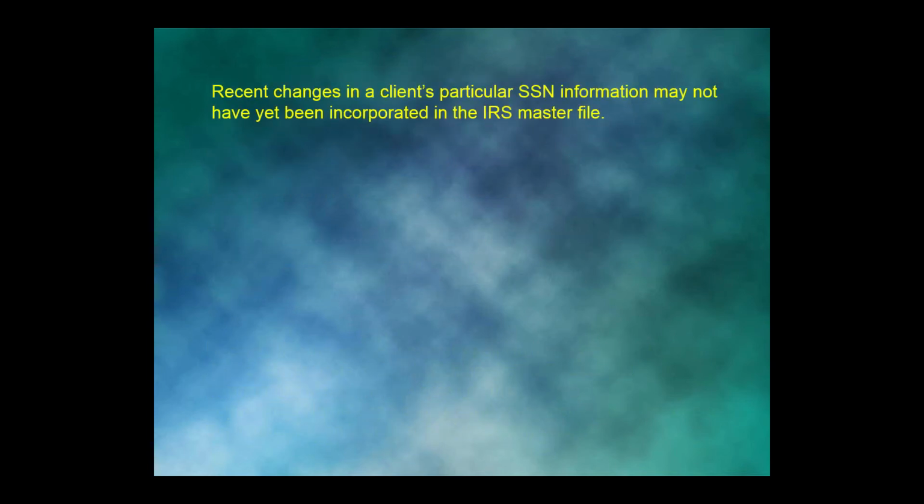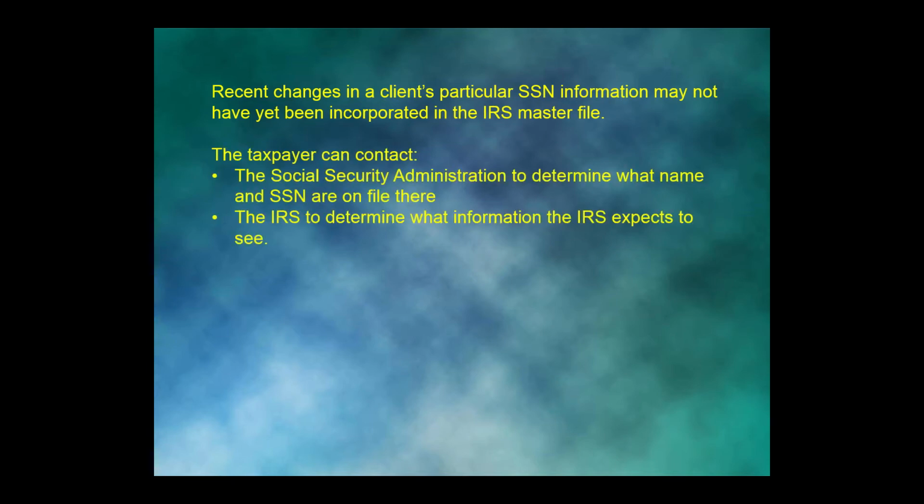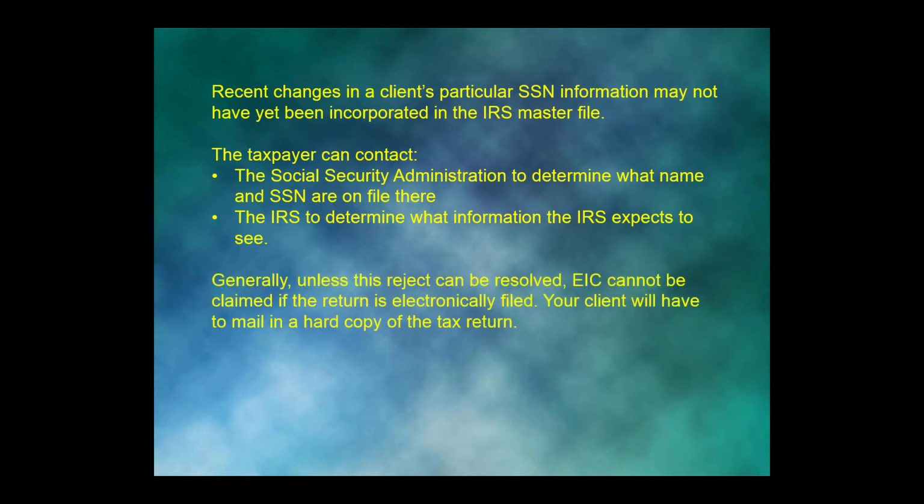Recent changes in a client's particular Social Security information may not have yet been incorporated into the IRS Master File. The taxpayer can contact the SSA to determine what name and Social Security number are on file there, or the taxpayer can contact the IRS to determine what information the IRS expects to see. Generally, unless this reject can be resolved, EIC can't be claimed if the return is electronically filed. Your client will have to mail in a hard copy of the tax return.